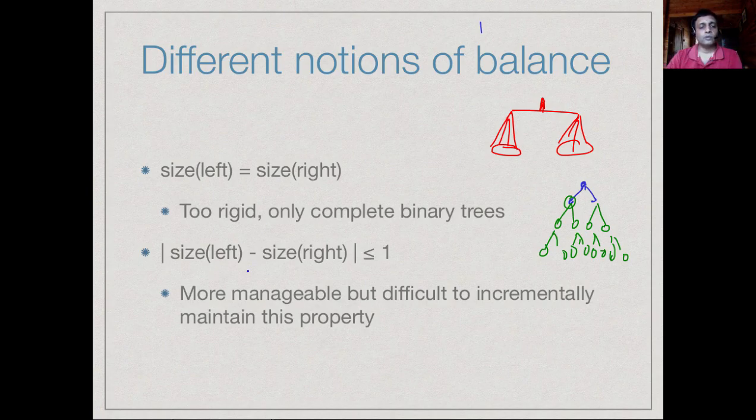You might say that we don't want it to be exactly equal. Maybe we want it to be at most one off. Then you could have structures, for instance, like this, where you have only a left, or at this point a left and a right, but you have only a right. These structures, which are not complete binary trees, become balanced in this notion. So this allows us more flexibility and we can get more trees this way, but it is difficult to maintain this property incrementally as we do inserts and deletes. So we will go for a different notion of balance.